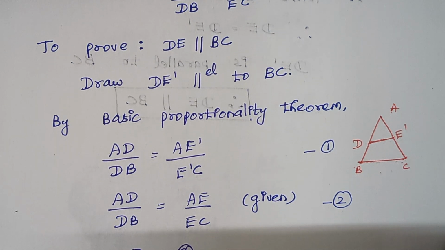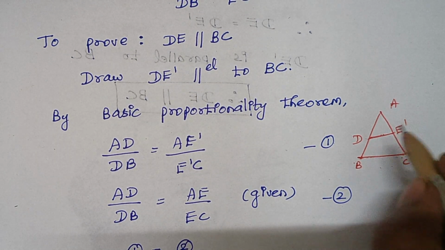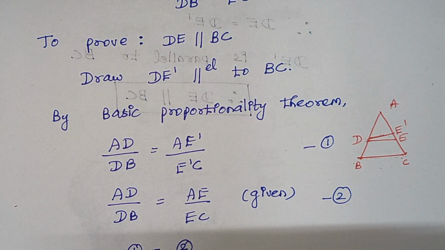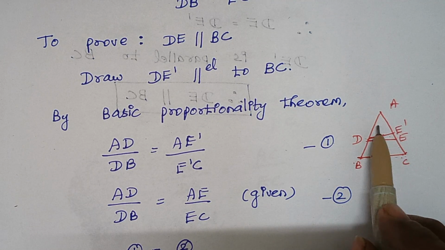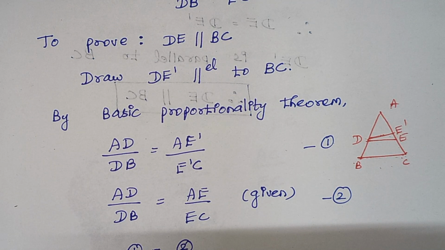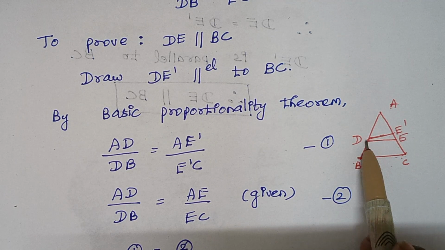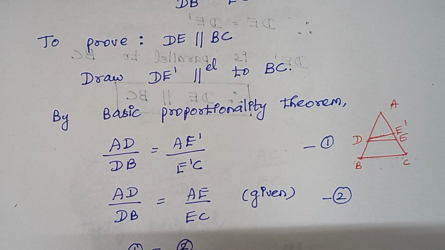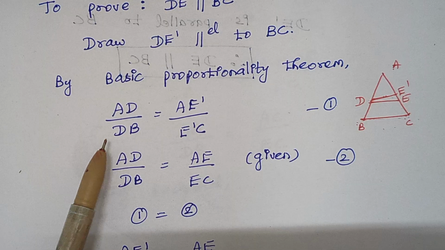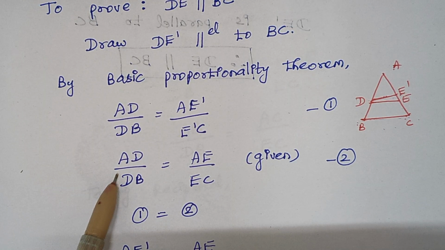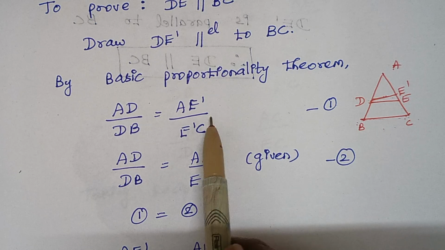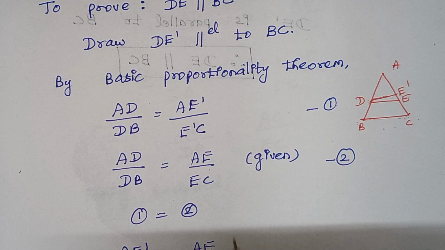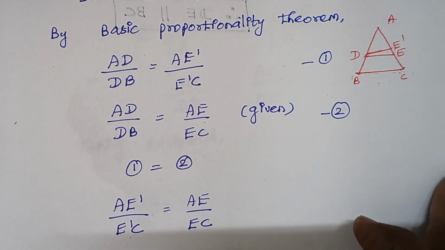Now the next thing is from our original diagram, right? This is my DE dash and this is my original DE. DE is the line. So here this line divides the sides in equal ratio. This is clearly given in the statement, right? That is AD by DB is equal to AE by EC, right? This is already given. Now when you compare, the left hand side terms are equal. So obviously we can make the right hand side terms equal, right? So here it is AE dash by E dash C is equal to AE by EC, right?